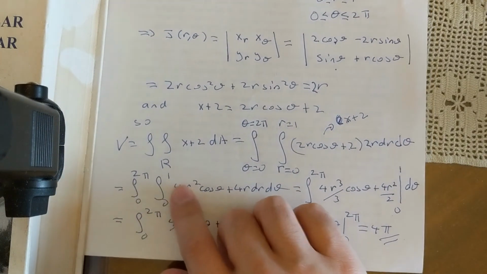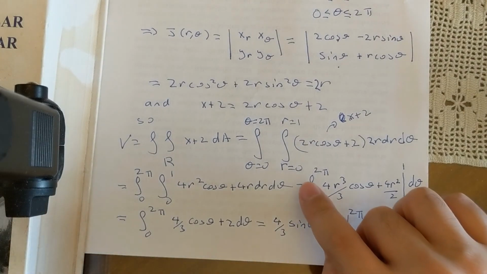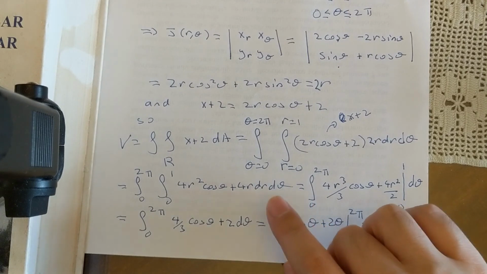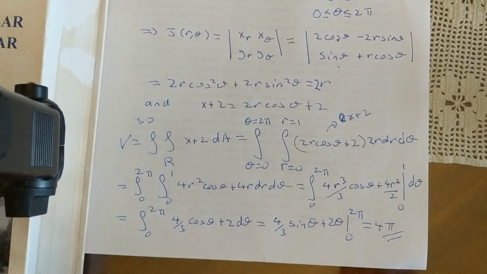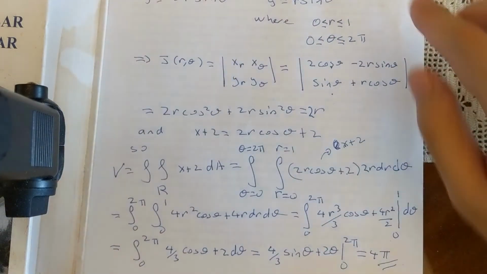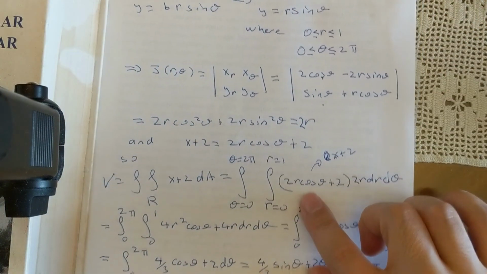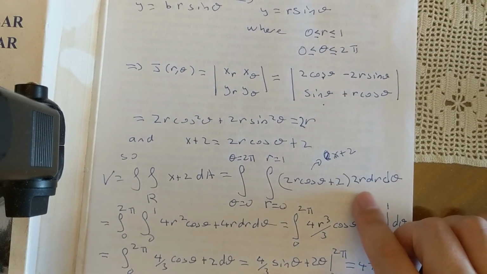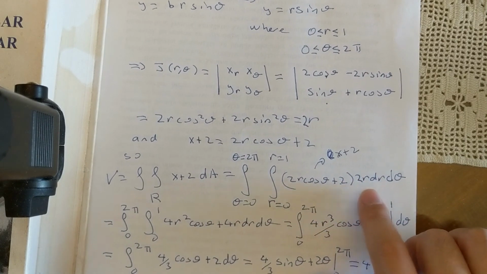So this integral over the region, over the ellipse, of x plus 2 dA, becomes r equals 0 to r equals 1, and theta from theta equals 0 to theta equals 2 pi. Now, x plus 2, what is x plus 2? Well, x was equal to 2r cosine theta. So x plus 2 is going to be 2r cosine theta plus 2. My Jacobian 2r dr d theta. This is my Jacobian, 2r.